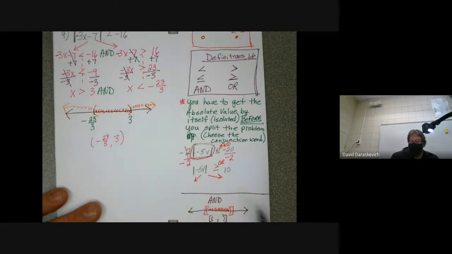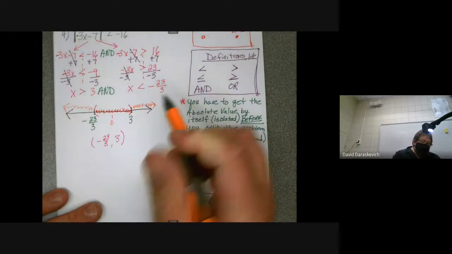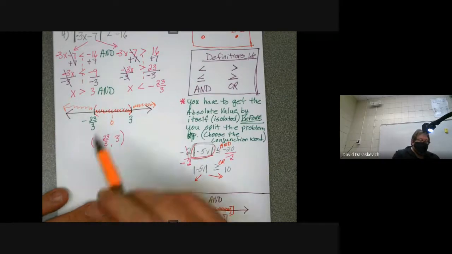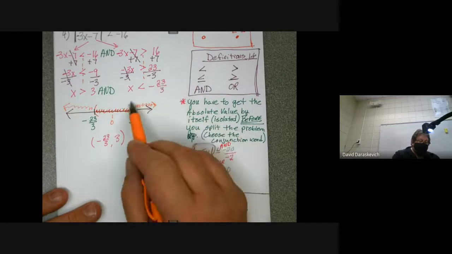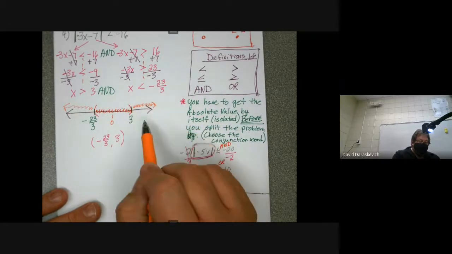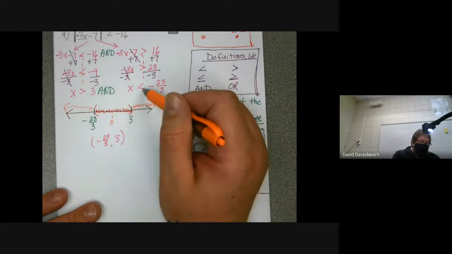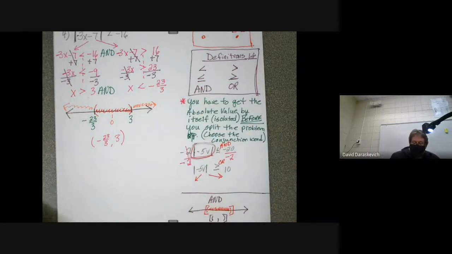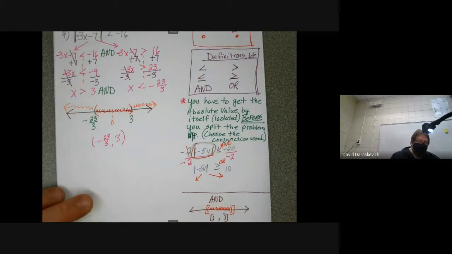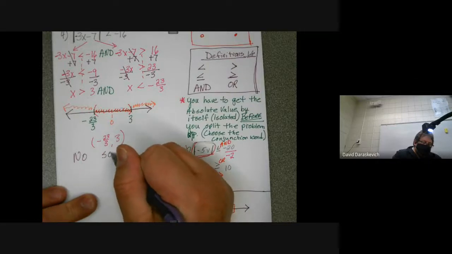So let's just take a number here. 0. That's supposed to be a solution. Is 0 greater than 3? Well, no. Is 0 less than -23/3? No. So it can't satisfy both statements at the same time if it doesn't have this graph. So in this situation, guess what they did to us? There is no solution.